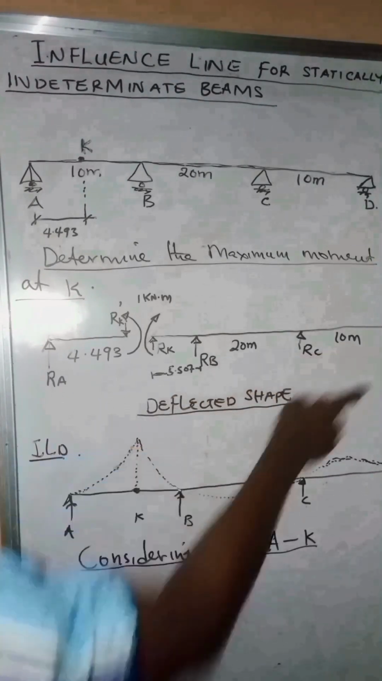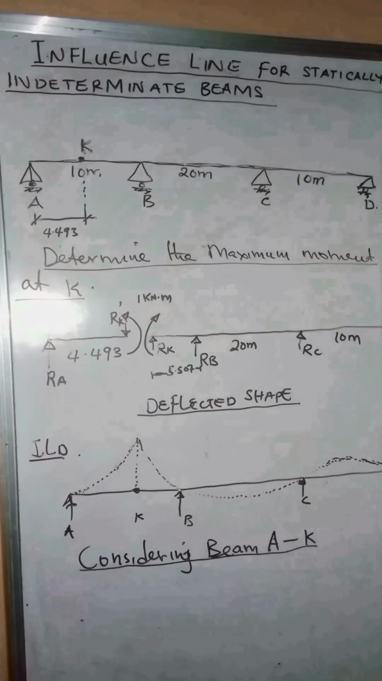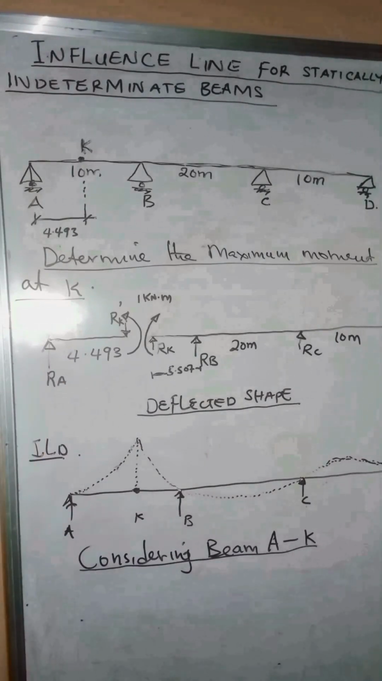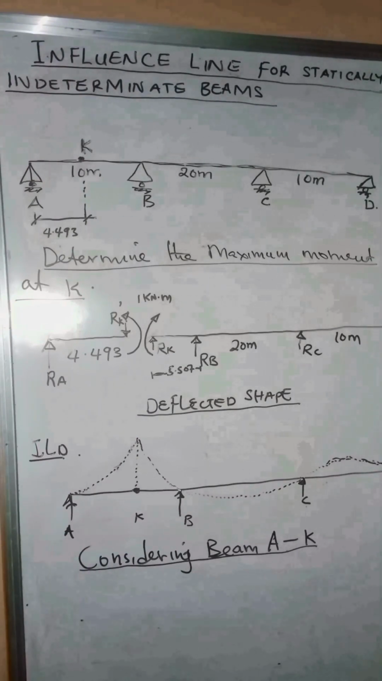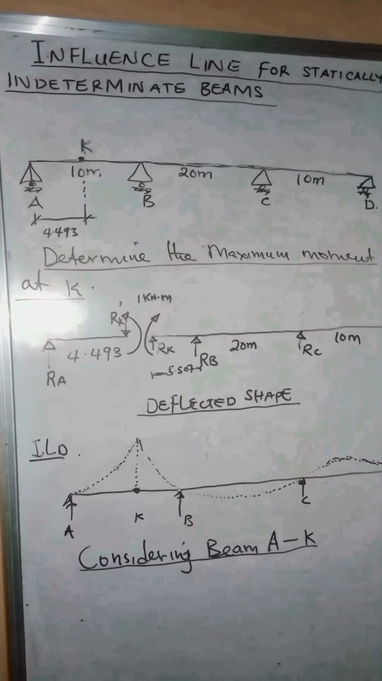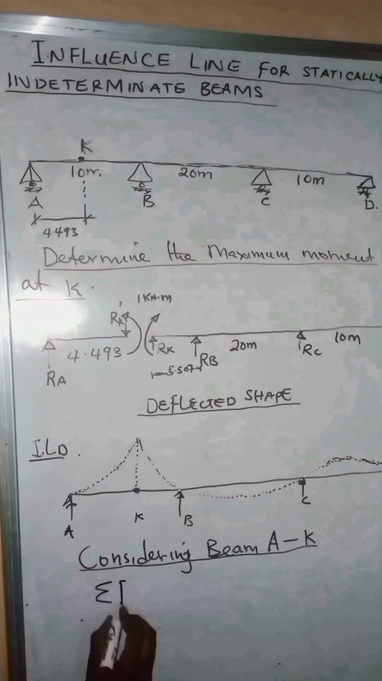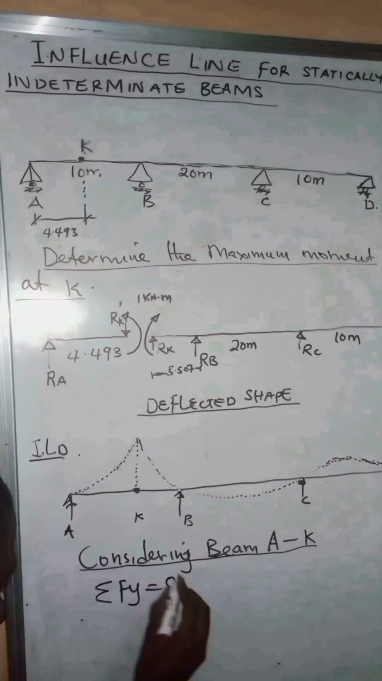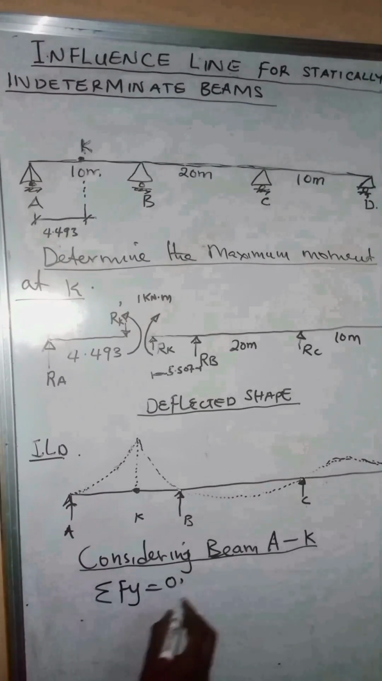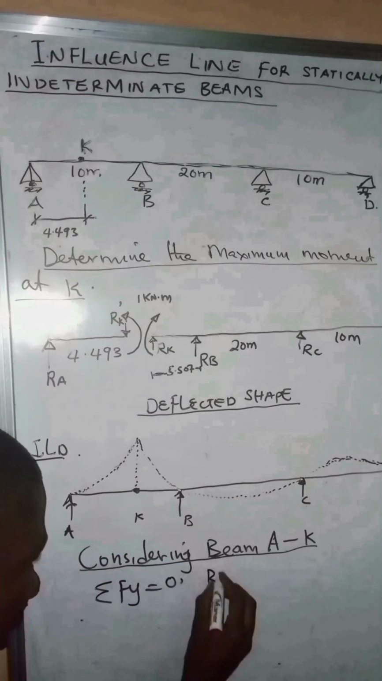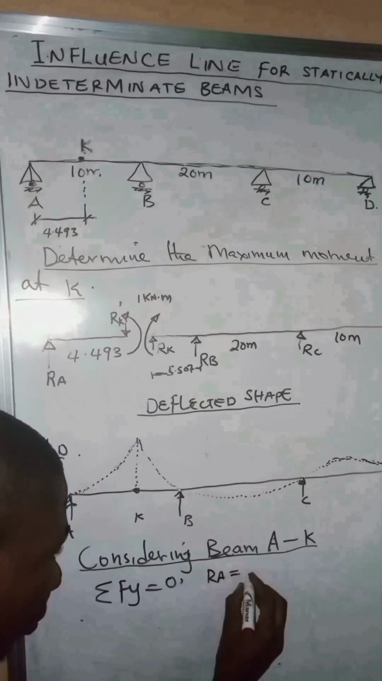Remember, we have reaction at B. We can decide to pick whichever portion, but it is more convenient to pick portion A to K than to start from B, from K to D. Whichever you wish, but let's work with this simplest one. So let's take sigma F_y equals 0 for portion A to K. We have reaction at A.